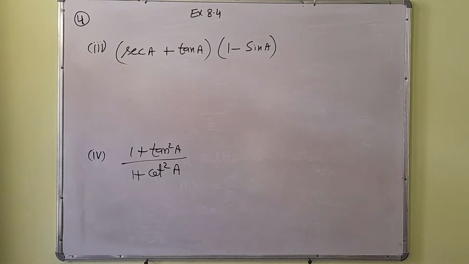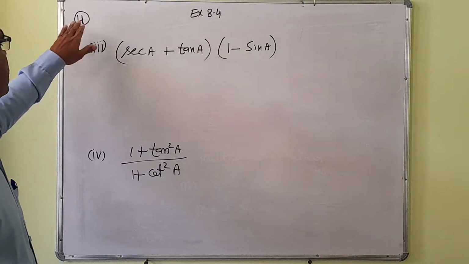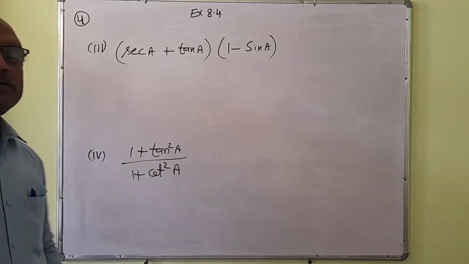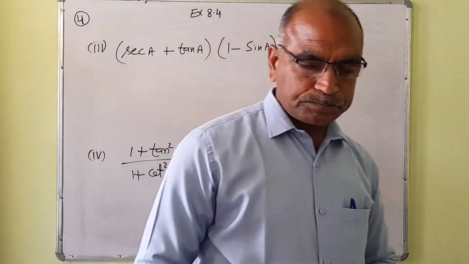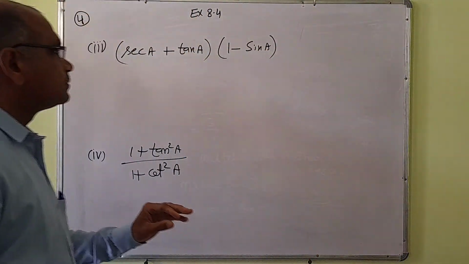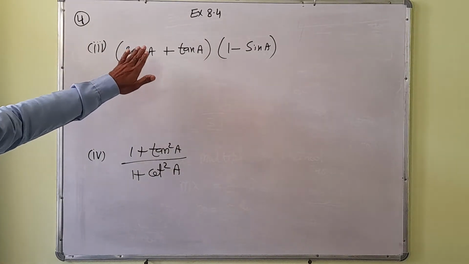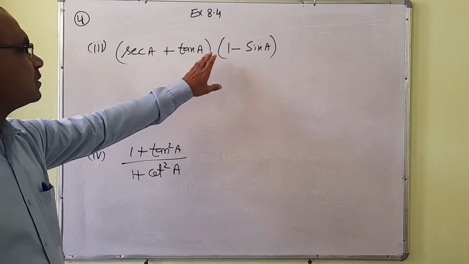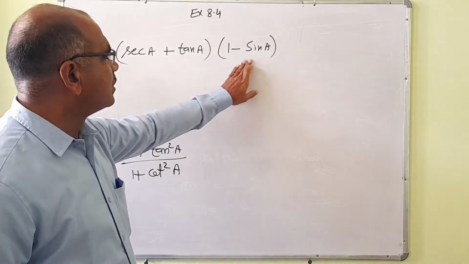Yes, welcome students. Exercise number 8.4, question number 4 and part number 3. We have done two parts already. This is the third part. The third part is (sec A + tan A) in one bracket, multiplied with (1 − sin A).